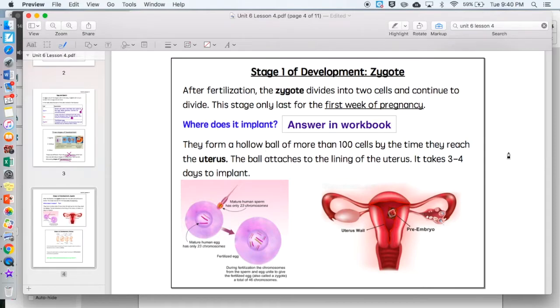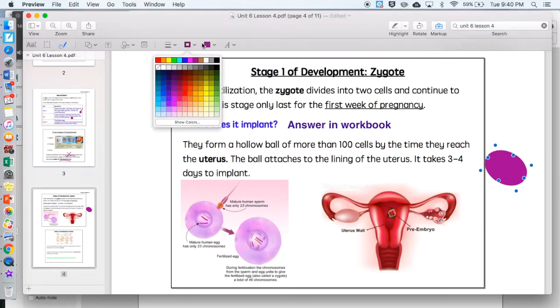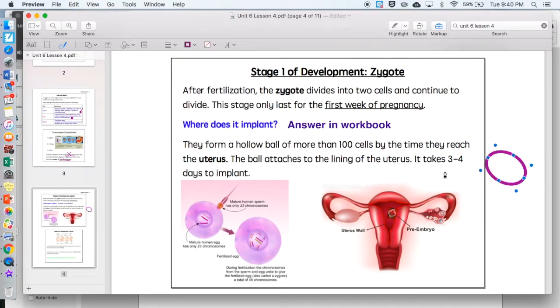So once that zygote has divided enough times, it's about 100 cells, it forms a hollow ball of those cells. So it really makes like a loop of cells like that. And those cells reach the uterus. The ball then attaches itself to the lining of the uterus, also called, we talked about it last lesson, the endometrium, or the uterine lining, all mean the same thing. It takes about 3 to 4 days to actually implant.